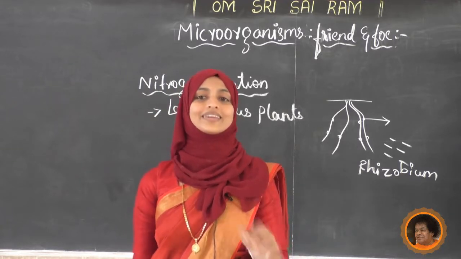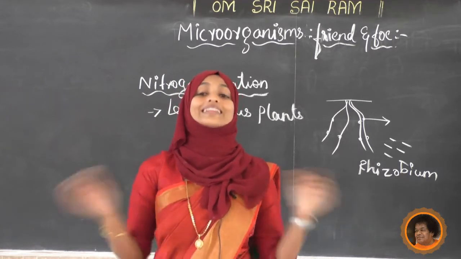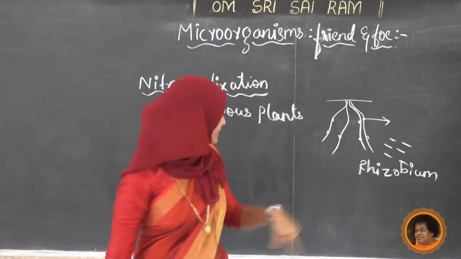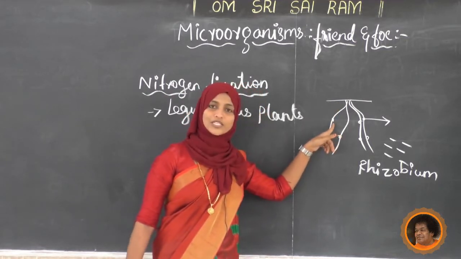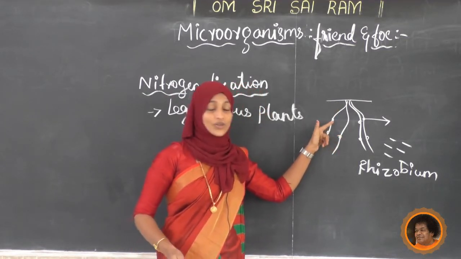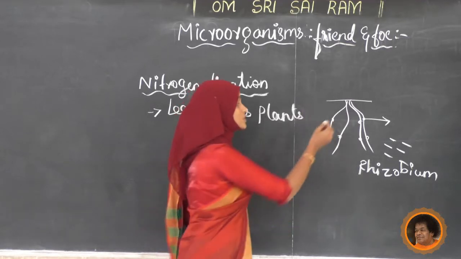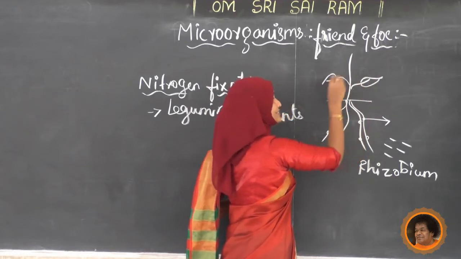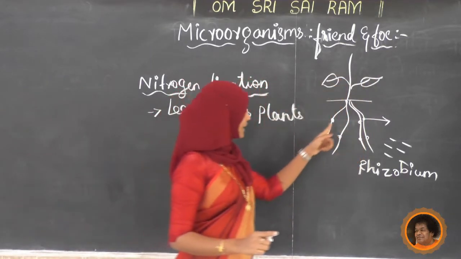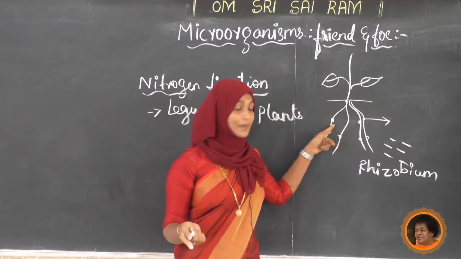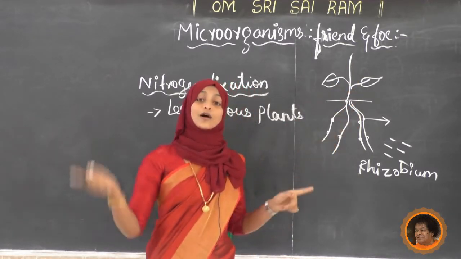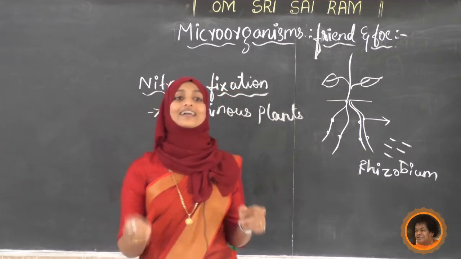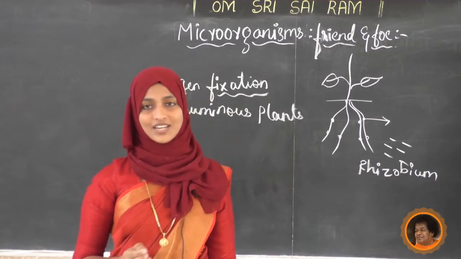Now, why do these root nodules carry the bacteria? Are these plants harmed by this, or is there any side effect? No. Both the bacteria and the pea plant benefit. Here the bacteria are one organism, and the plant is another organism. Both the plant and the Rhizobium bacteria are in a symbiotic relationship.